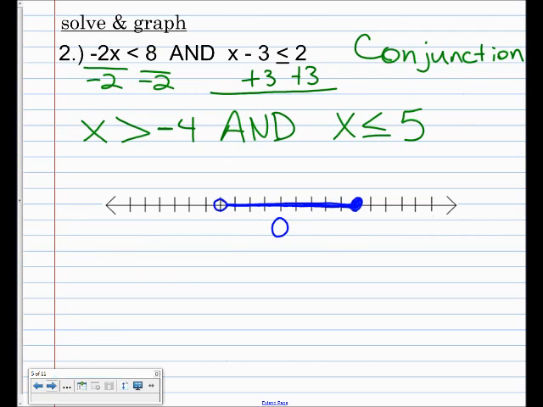Yes, Kayla? Because this does not have or equal to. So if I plugged in -4, it would not work. Because -4 times -2 is 8. Is 8 less than 8? No, that's false. Okay, so that's why it's open. This one gets to be closed because it has the or equal to. So if I plugged in 5, what's 5 minus 3? 2. Is 2 less than or equal to 2? Yes, it works.